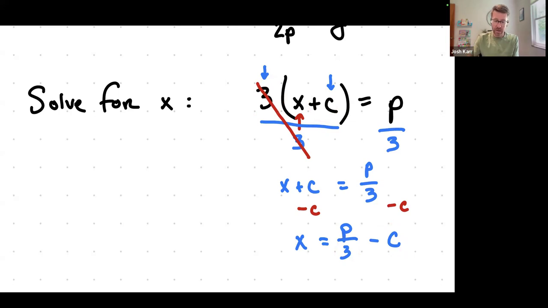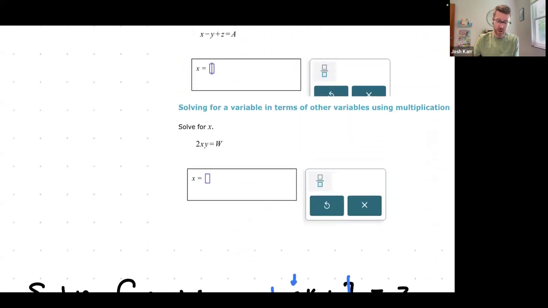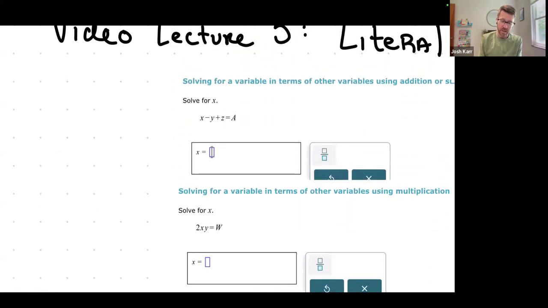Again, go ahead into your ALEKS, give a few of these a try. What you're looking for is these topics that say solving for a variable in terms of other variables. That's what you're gonna be looking for.